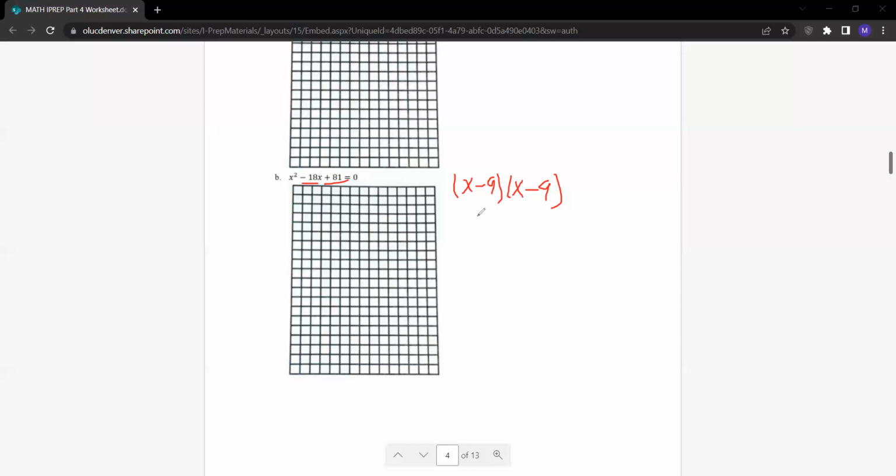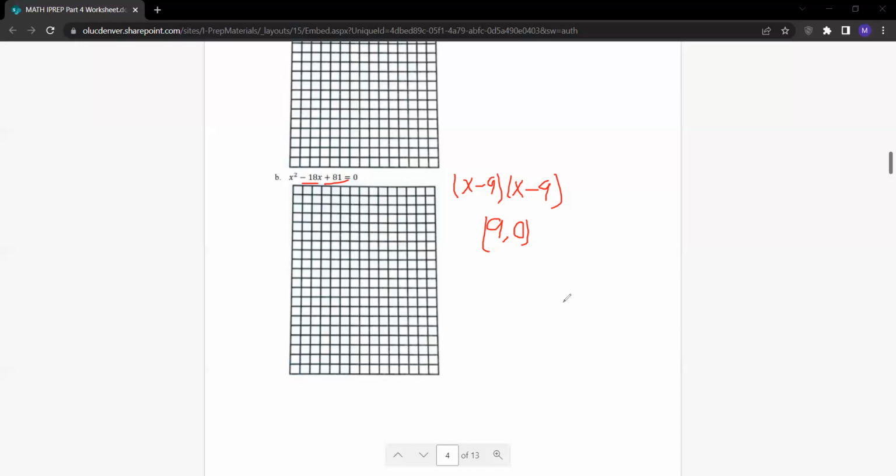So there we have our x-intercepts. We have +9 and +9. So we only have one intercept, 9, 0. And as we talked about earlier, if we have one intercept, that means it's only going to touch the x-axis. It's not going to cross it. And you'll see what that means in just a little bit.